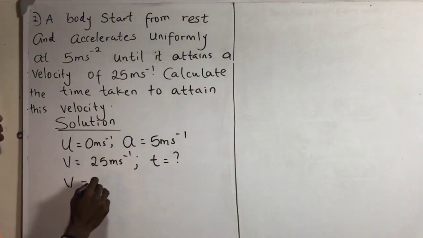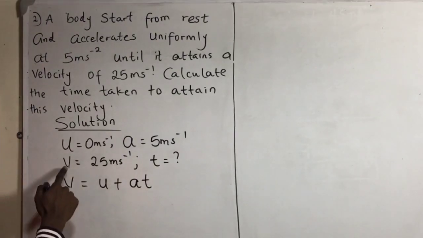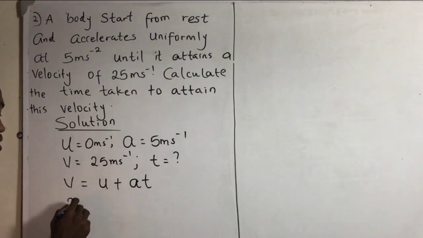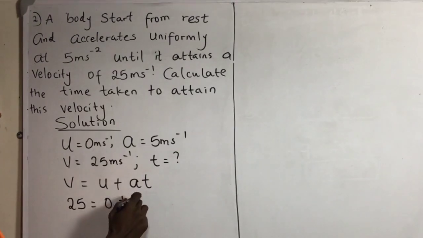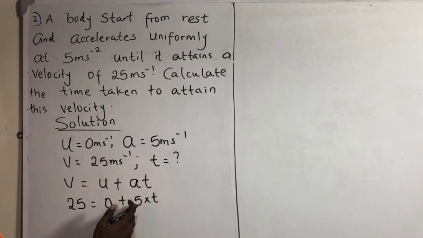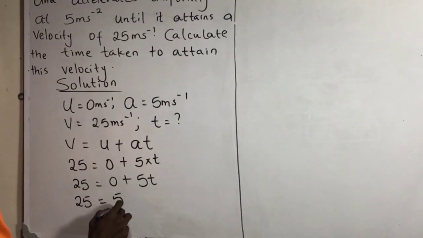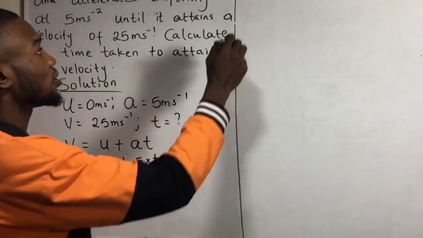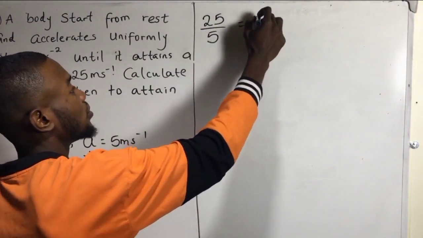So we have V equal to U plus AT. Now let's apply it. We have our final velocity, which is 25. We have our initial velocity, which is 0. We have our acceleration, which is 5, multiplied by the time taken, which we are looking for, which is t. Now 5 multiplied by t, we are going to have 25 equal to 0 plus 5t. Then 0 plus 5t will definitely give us 5t. The next thing to do here is to divide both sides by the coefficient of t, which is 5.